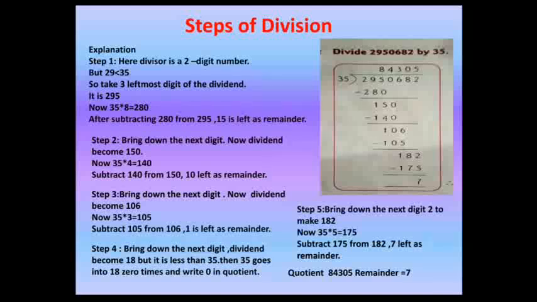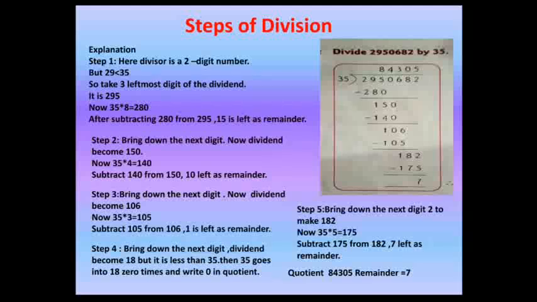Again bring down the next digit, that is 6. 35 into 3 is 105, and 106 minus 105 is 1. Again the remainder is 1. Now the fourth step is to bring down the next digit from the dividend, and that is 8. Now it becomes 18. 18 is less than 35. Then 35 goes into 18 0 times. So write 0 in the quotient and bring down the next digit, that is 2.